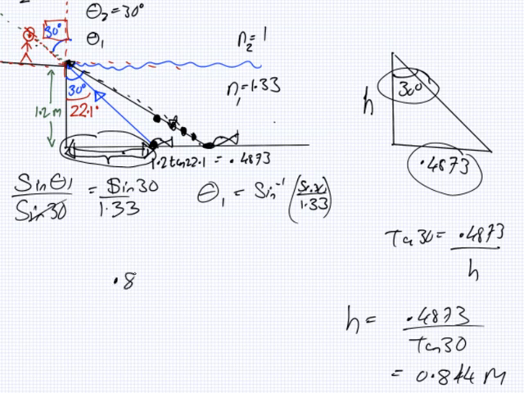Can you take this 0.844 and the 1.2 and divide it like this? And what do you get? 1.42. What?